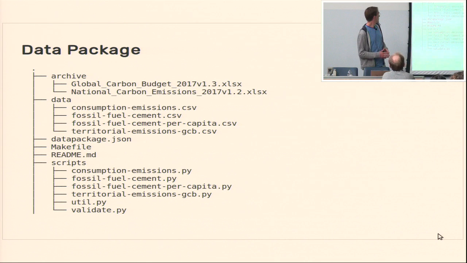It's a standard to have metadata and clean data together in one file structure, and they provide specifications and tooling around this. So here I have optionally the original data, the Excel files, in archive, and data is my clean data. Data package JSON contains the metadata. In the Makefile, I automate everything, and in scripts are the respective Python codes to clean the files. So I usually have one script for each resource to clean it.